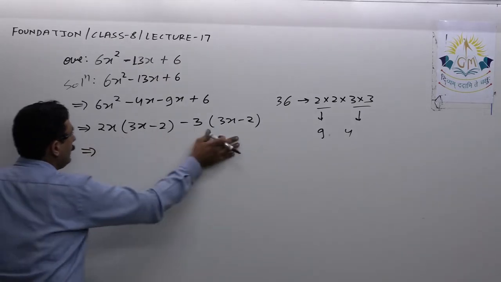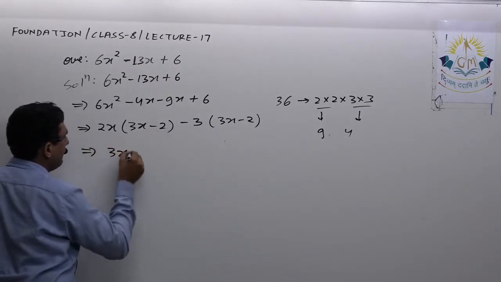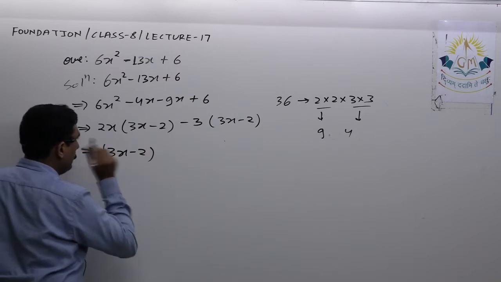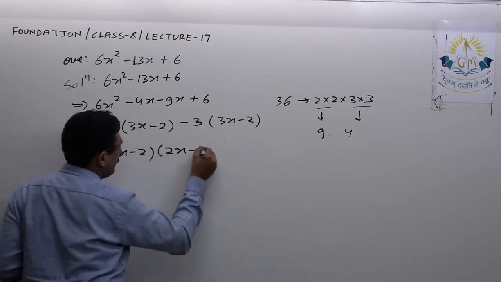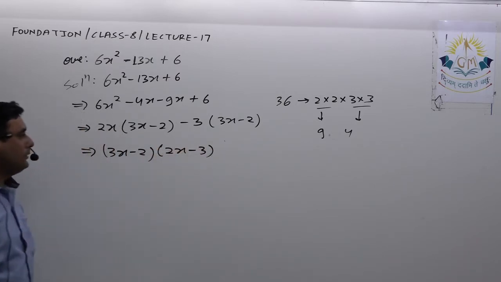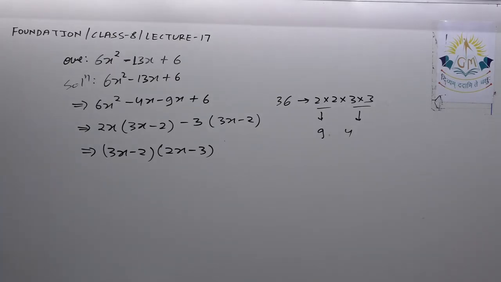Now from these two I can take 3x minus 2 common. So here I will be left with 2x minus 3. So this is my final answer. So please note it down, then we'll see the next question.